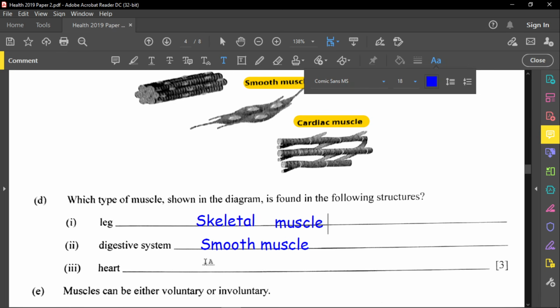The heart, what muscle do you find in the heart? Cardiac muscles. And even the name will kind of give you the answer right there, because remember that is a cardiovascular system, which the heart belongs to.